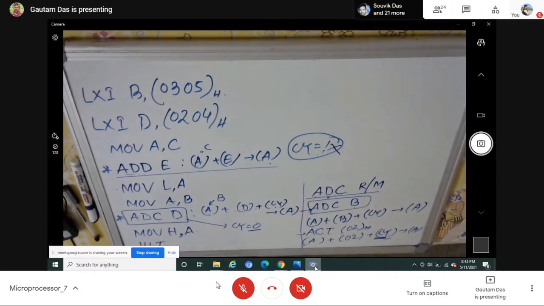Okay. It will not be saved. The old information will not be saved every time. If you perform any arithmetic operation, automatically the carry information will be changed depending on the new data. Okay.